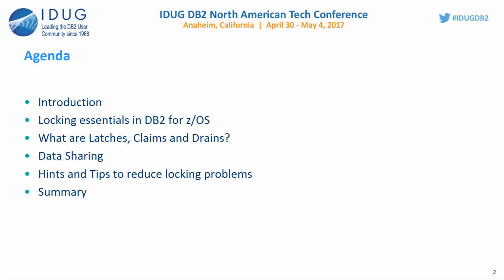So what I'm going to talk about is some locking essentials in DB2 for z/OS. Then I'm going to talk about what these mysterious things called latches, claims, and drains are. A very small section on data sharing, and the reason it's small is because locking in a data sharing environment is a more advanced topic. So I want to cover the basics, and most of what I'm going to talk about is going to be single member DB2s. Things get more complicated when you move to data sharing.